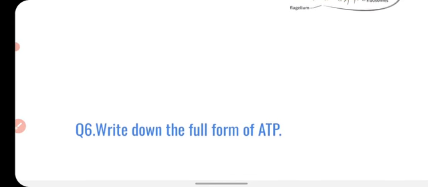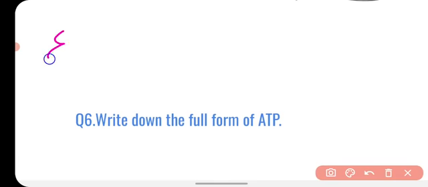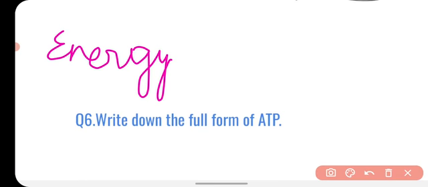Next question is, you have to write the full form of ATP. ATP is known as the energy currency of the cell.